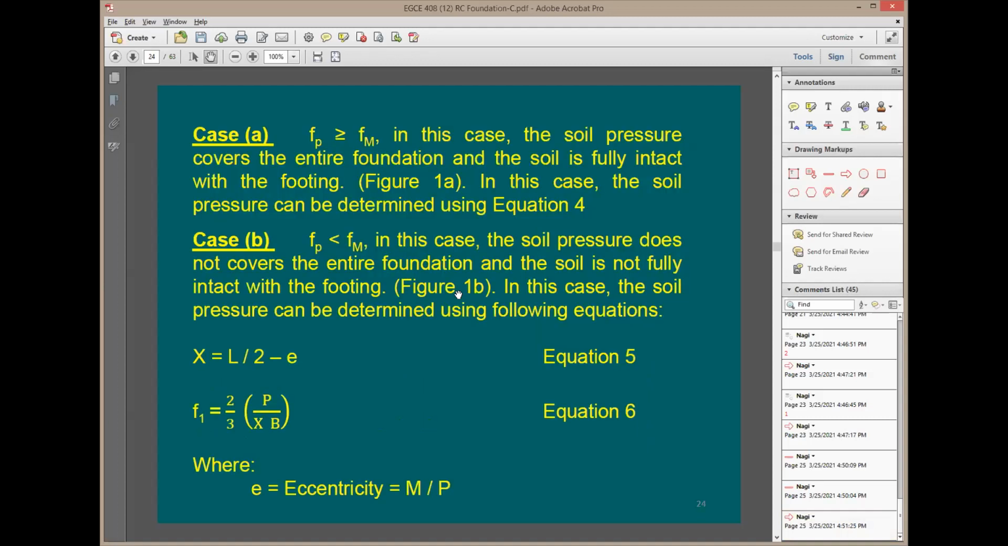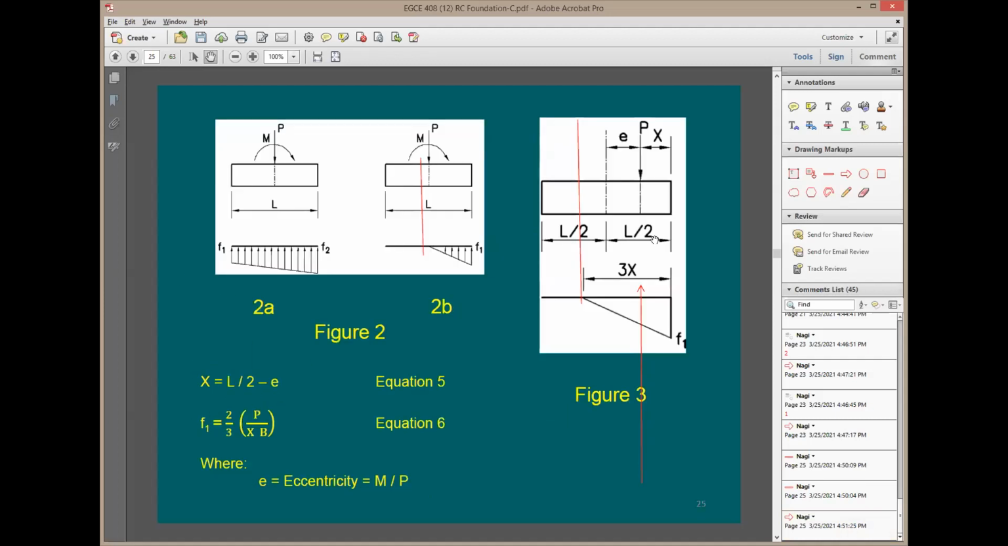All right. And in this case, here's an equation to find out x. It's going to be 1/2 of L subtracting this E. And the stress, which is the height of stress on this side here, can be given by this equation.